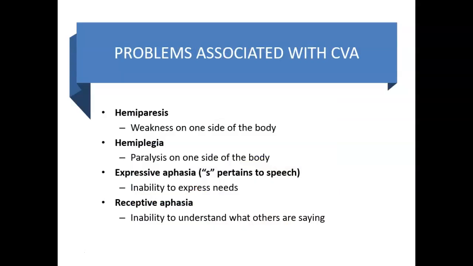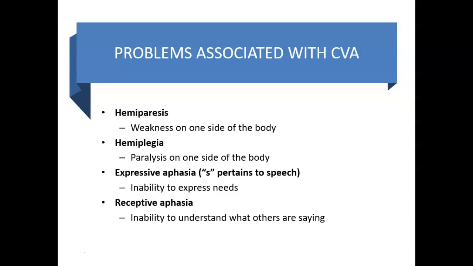Problems associated with CVA or stroke. Hemiparesis is weakness on one side of the body. Hemiplegia is paralysis on one side of the body. So plegia means paralysis. Paresis means weakness. So that's two different things.